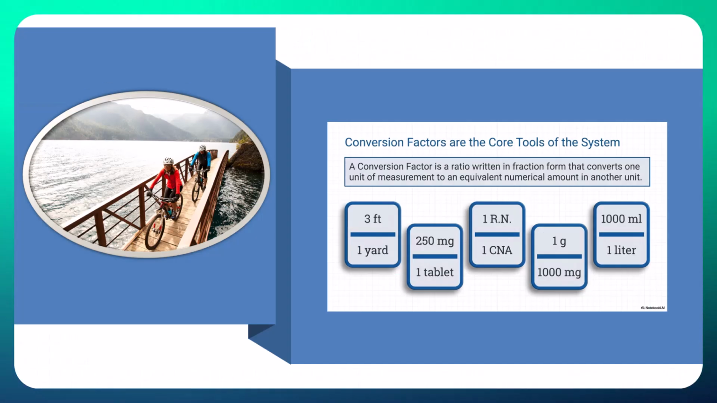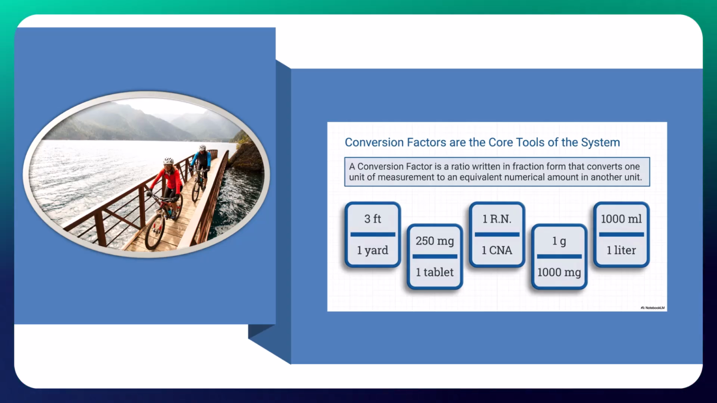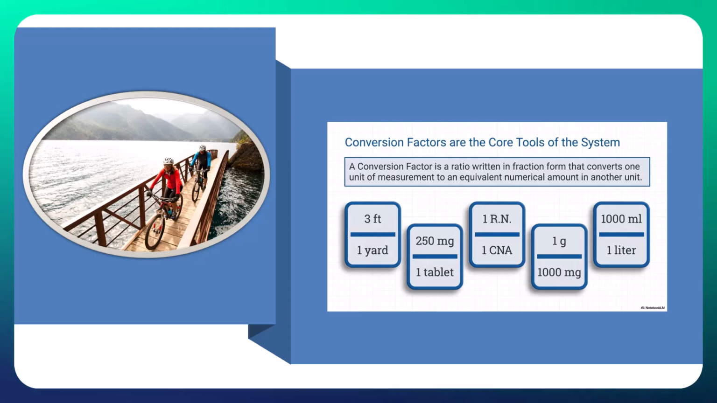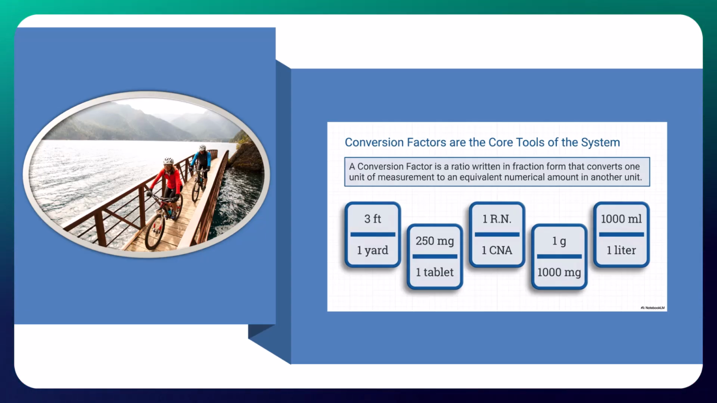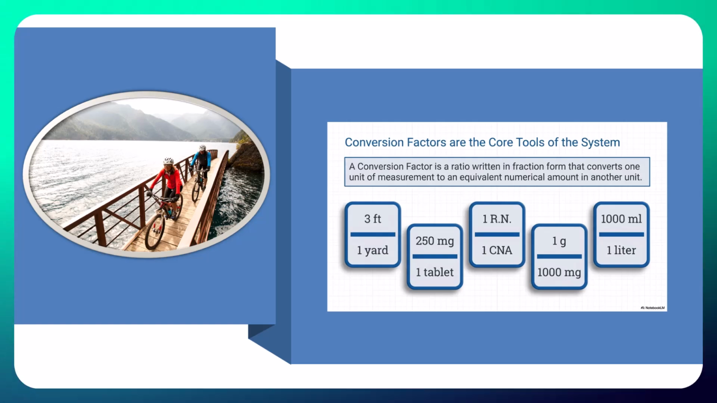Conversion factors are a very core part of what you're going to be learning in this system. A conversion factor is a ratio written in fraction form that converts one unit of measure to an equivalent numerical amount in another unit. It's like a bridge that gets you from one place to the other. So, for example, if you look at the first one, for every 1 yard, there are 3 feet. That makes sense, right? You learned that back in school.